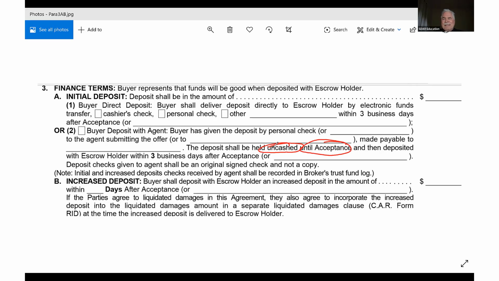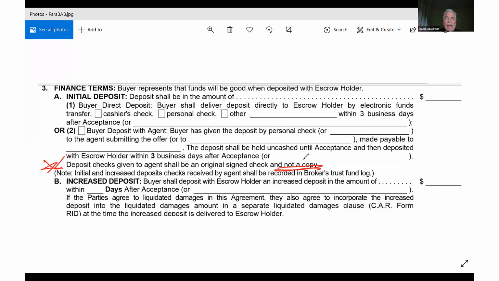Right, so you'll have offer, acceptance, and then delivery back to the party to be bound, and then deposited with the escrow holder. We're just going to assume that it's going to go to an escrow holder. In other states, we call them settlement services and things like that. Within how much time? 3 business days after acceptance, or could be another time, whatever that time is. But again, we need to tell the seller what our plan is at the time of the offer. All right. So here, caveat here, deposit checks given to the agent shall be an original signed check and not a copy.